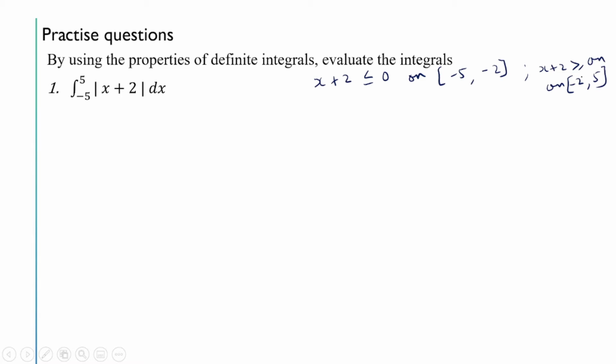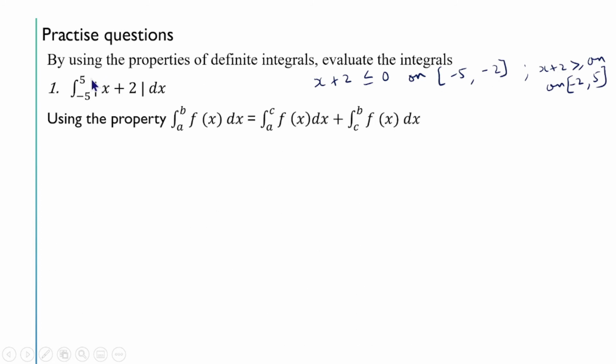So what can we do? Here we have the limits from minus 5 to 5. We cannot directly integrate this modulus function, we can only integrate polynomial functions. So what we have to do is, by the definition of the modulus function, divide the limits. Here we can see that x plus 2 will be less than or equal to 0 on the interval minus 5 to minus 2, and greater than or equal to 0 on the interval minus 2 to 5.